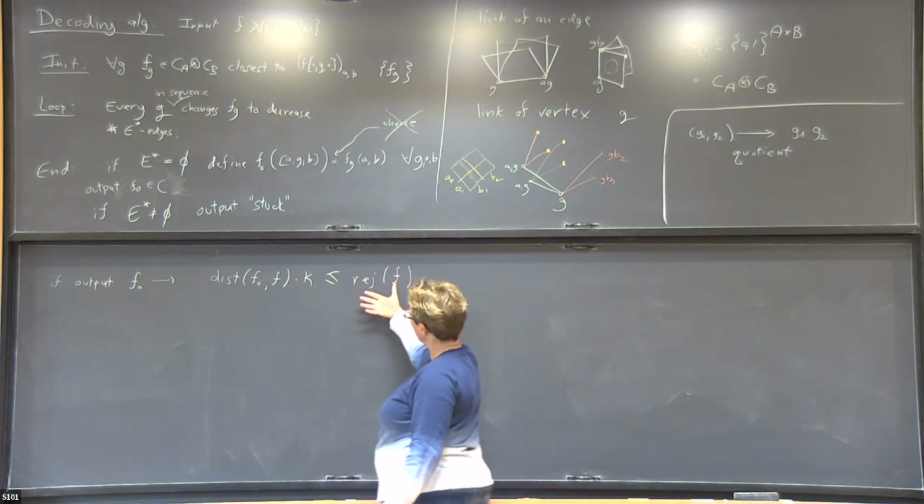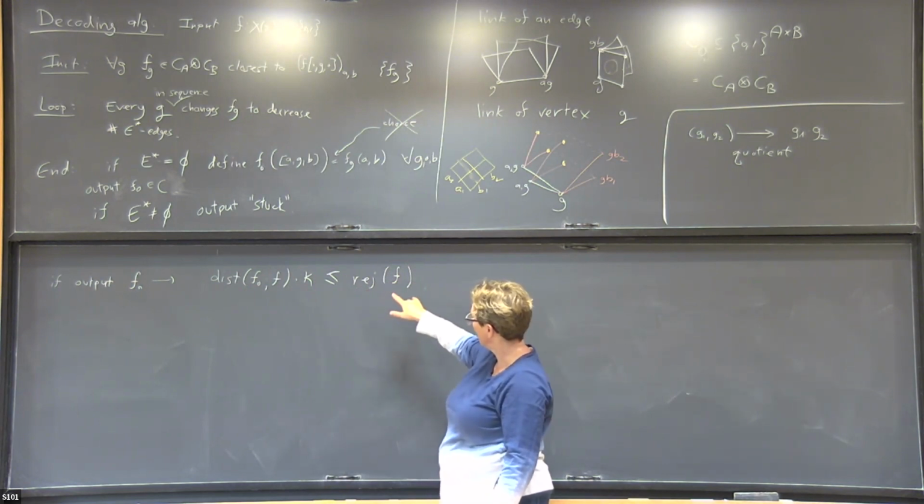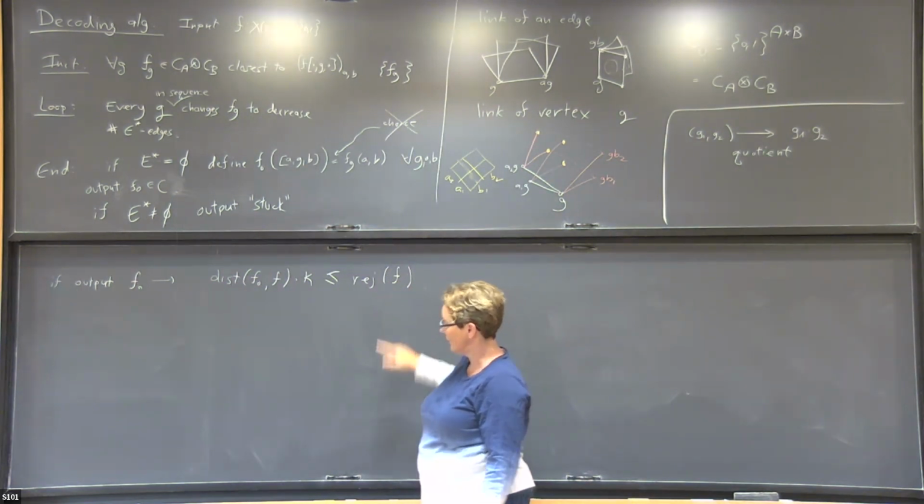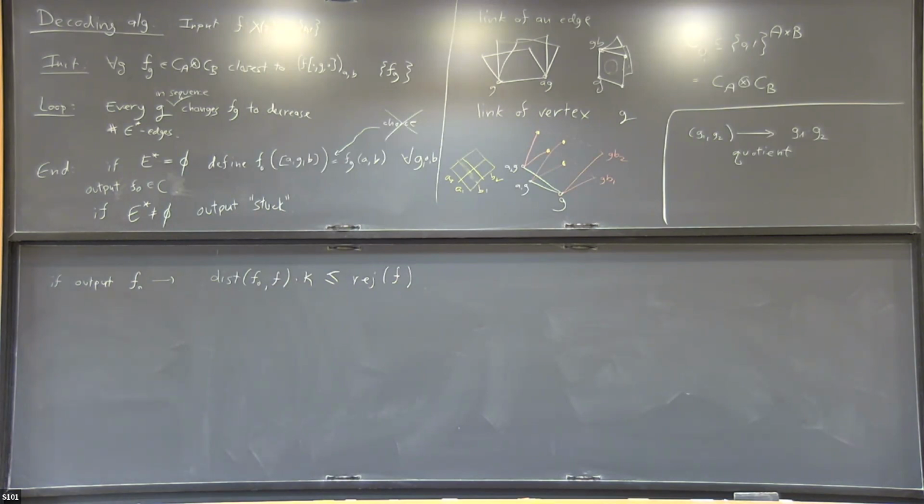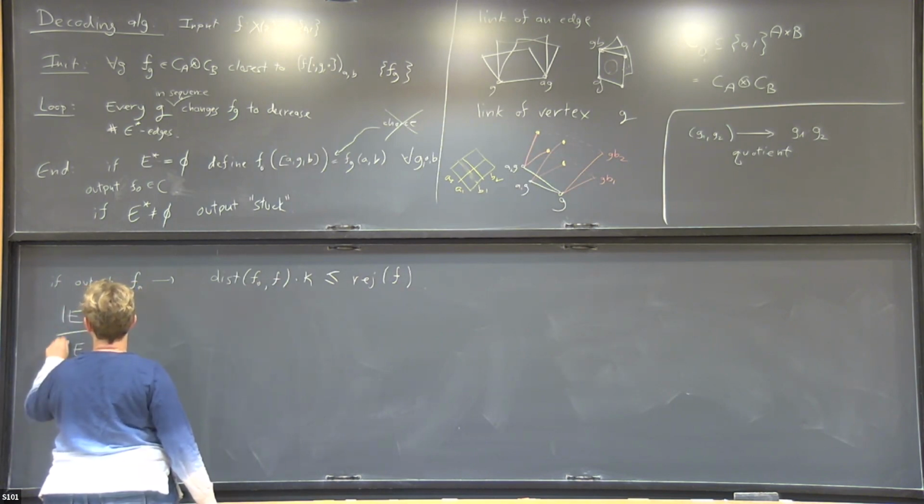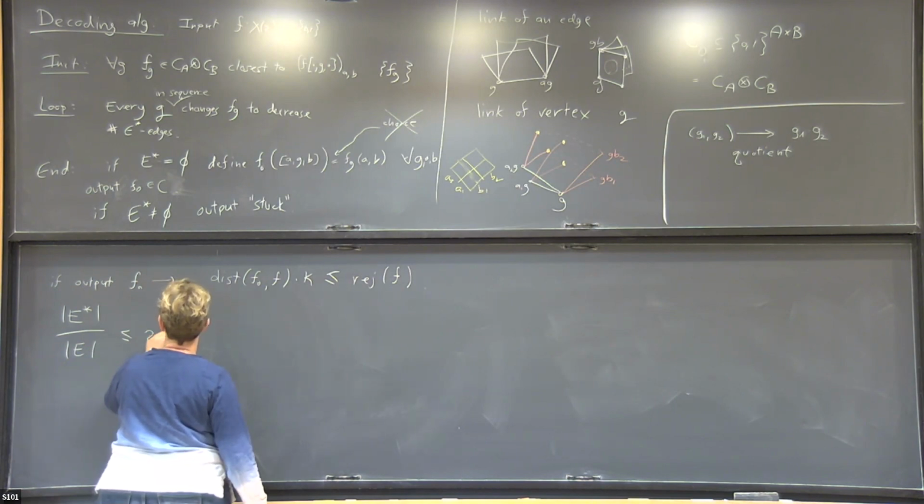And why is this? Firstly, I want to say that the rejection of F is related to the size of E star. Let me not get confused with the factor 2. Firstly, we notice that E star divided by E is at most two times the rejection.